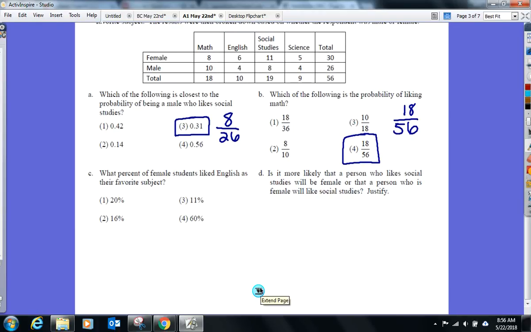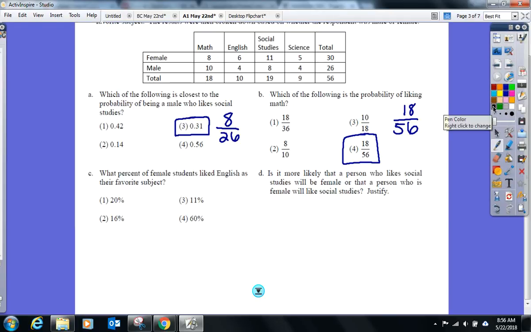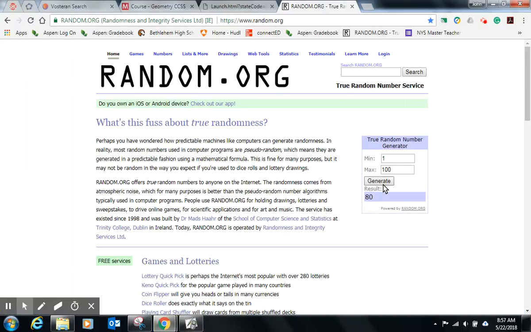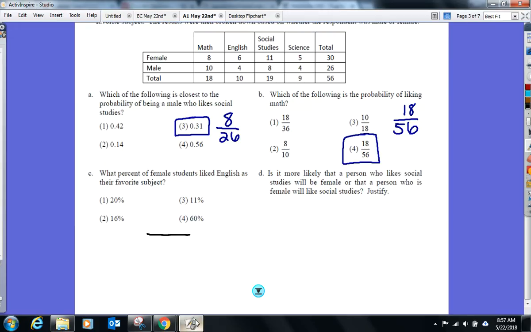Percent of females who like English. Percent of females. So now I'm going to start asking you guys here, what out of what? What percent of now females, we're looking at females, what percent like English as their favorite subject? All right, so here we go. What should your fraction look like before I calculate the percent? 6 females like English out of 30 total females, yep. And as a percent, Sam, what's that give me? 20%, yep.